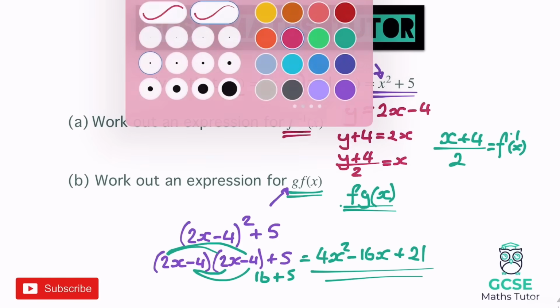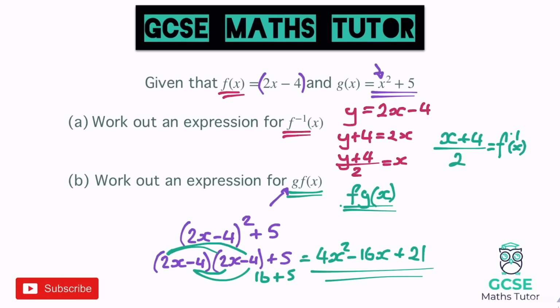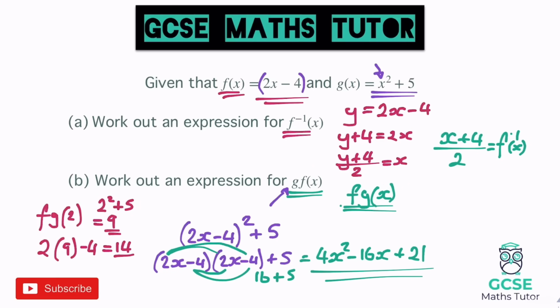You could also be asked to sub a number in, so it might say something along the lines of, let's do it the other way round, fg(2). And in that case that means what's f when g is 2? So you put 2 into g, and if you put 2 into g you get 2 squared plus 5, which is 9, and then you put 9 into f. So what is f when g is 2? Well, when g is 2 we get the answer 9, so you stick 9 into f. So putting 9 into f, which is our first function there, you do 2 times 9, or 2 lots of 9, take away 4. 2 lots of 9 is 18, take away 4 is 14, so that would be our answer there if it asked us to sub a number in.